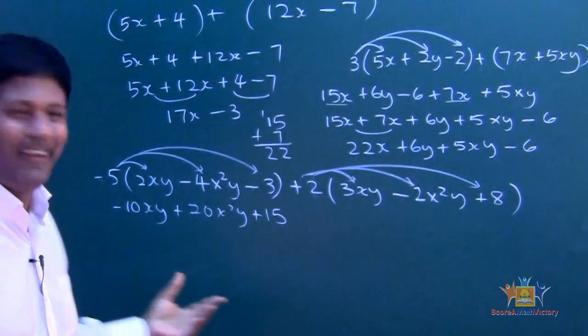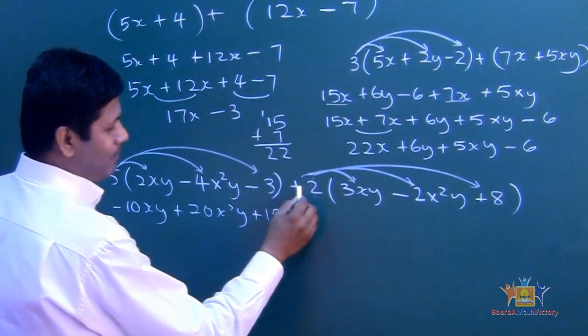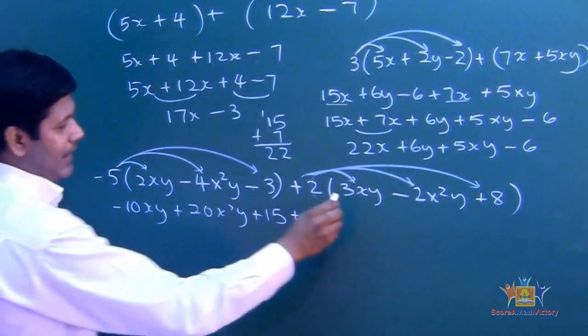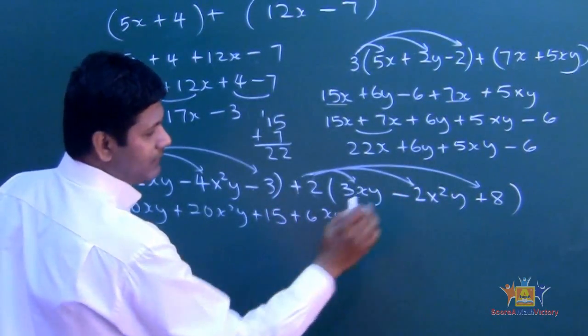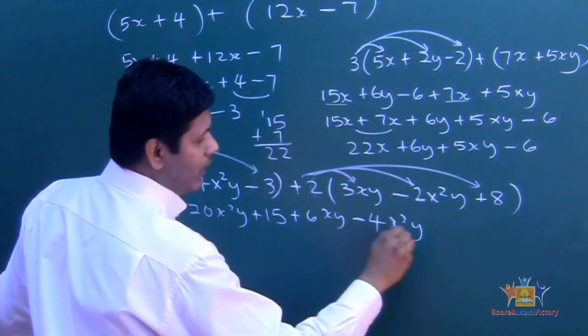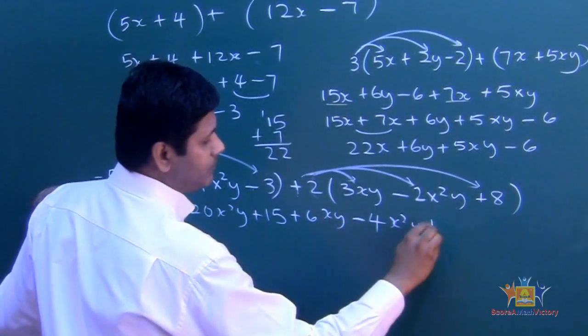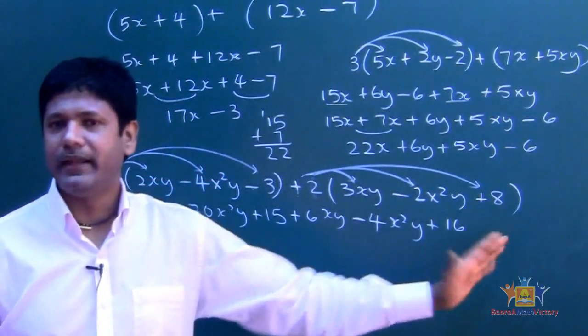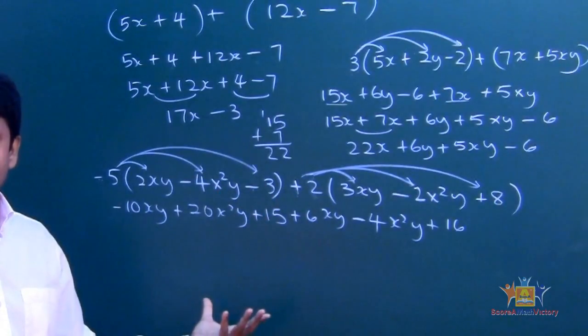Pretty easy, isn't it? Now let's do that one. Positive 2, positive 3, positive 6xy. Positive and negative is negative. 2 times 2 is 4x squared y. Positive times positive is positive. 2 times 8 is 16. Right there, we opened up the bracket.